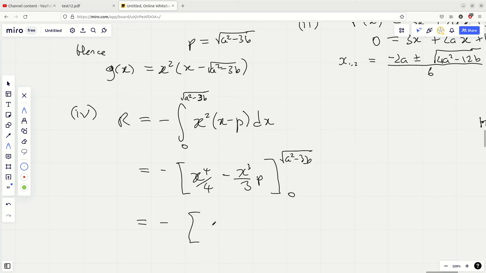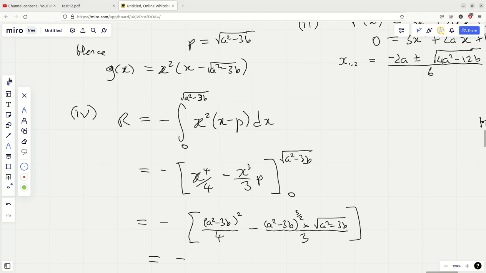Now, if you stick that in there, you get a really quite nice way of writing it. A squared minus 3b all squared, because we're doing the power of 4 and a square root, and that's the power of a half, so this is going to be squared. Minus, now, what are we going to have here? Well, we're going to have root of that cubed, so it's going to be a squared minus 3b to the 3 over 2. But then we're timesing it by p, which is this. This is p. And so it's going to be times by root a squared minus 3b. And so that's going to end up being also to the power of 2. And when you plug in 0, you get 0 for both.